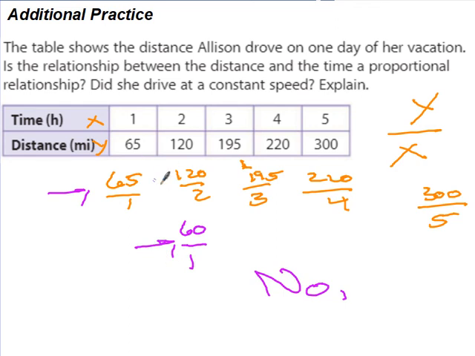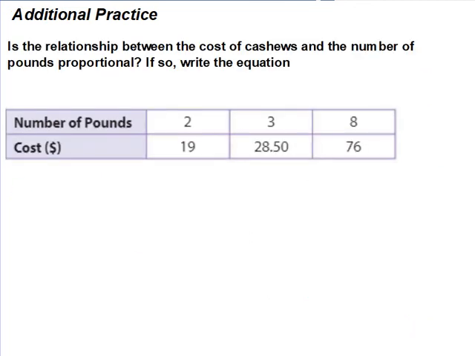Now, if this was 65, then I would need to keep checking these until I make sure they're all 65. And as soon as I get one that's not, my answer is no, not proportional. She did not drive at a constant speed. Okay, and I would also write, she did not drive at a constant speed. She drove 65 miles the first hour, 60 miles the second hour. And that's it. That's all we're doing. And that means there's no equation here. I can't put this in an equation format.